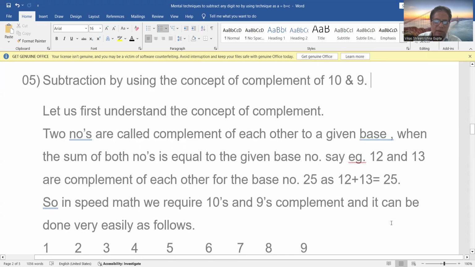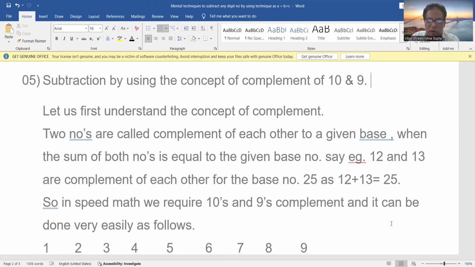Now first understand what is the meaning of complement of 10 and 9. What is complement? Two numbers are called complement of each other to a given base when the sum of both the numbers is equal to the given base. Suppose I say 12 and 13. 12 and 13 are complement of each other for the base number 25, because when I add 12 and 13, I get the number 25. So I can say 12 and 13 are the complement of each other. Each other means 12 is the complement of 13 and 13 is the complement of 12. So both add to number 25. So I can say 12 and 13 are both the complements of number 25.